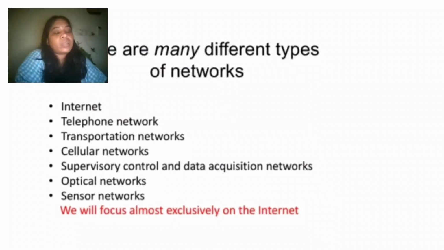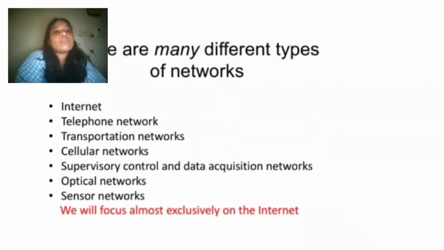Telephone networks we can see in telecommunications. For example, BSNL and all the providers we use in our mobile phones, Jio, Airtel and Vodafone, everything is a telephone network. In transportation networks, we pass information layer to layer. Cellular networks cover a small, short area, for example a square room, an office, or between two houses.